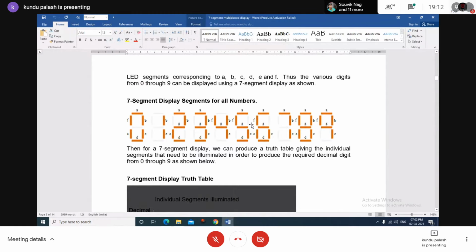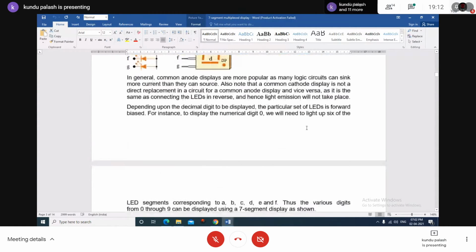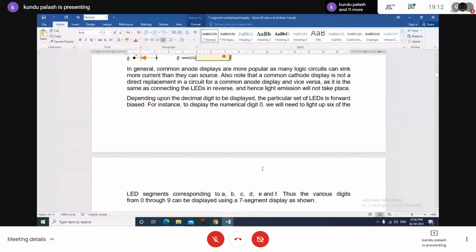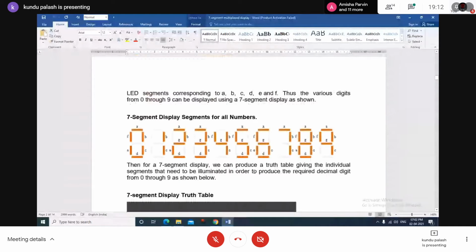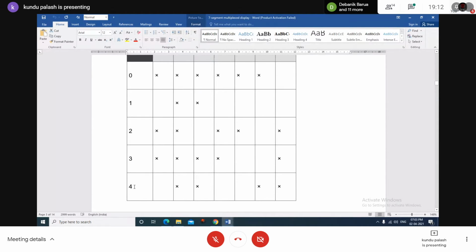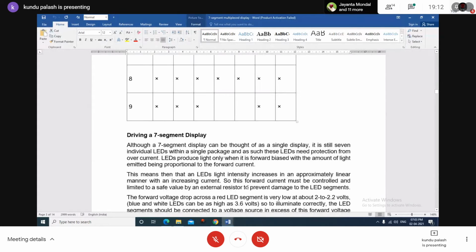that is, eight inputs for the segments. So these are don't care, either low or high. Then the character 0 will glow. Similarly, to display the character 4, this will be don't care, and this will be either high or low, like that. So anyway, this is the truth table.